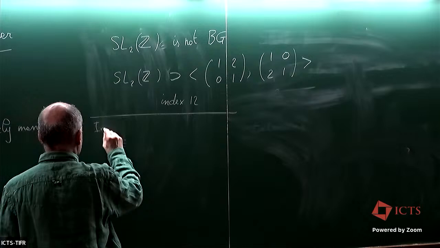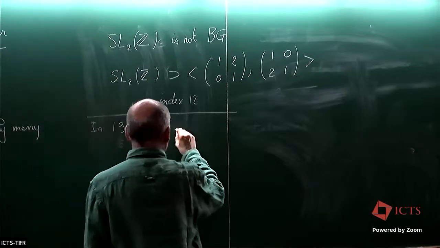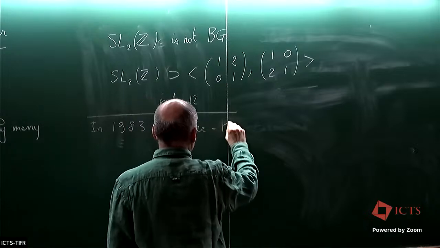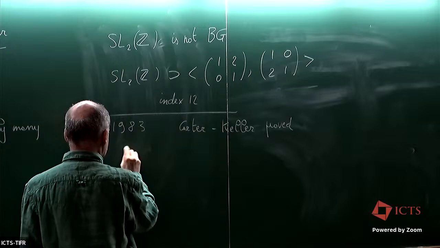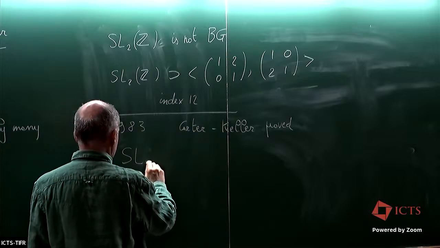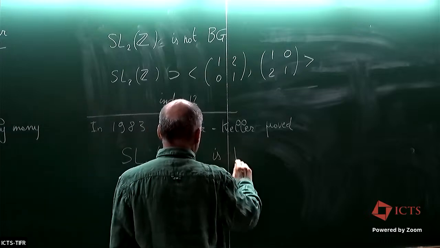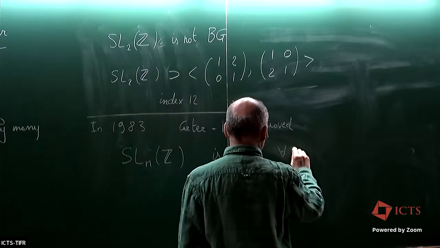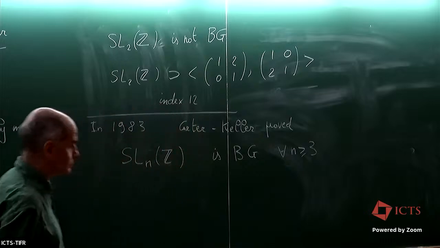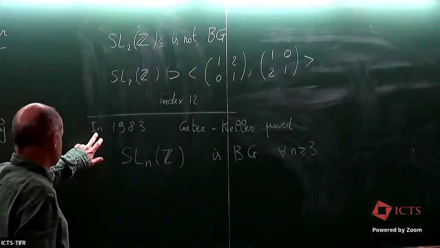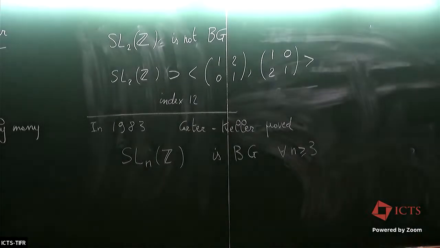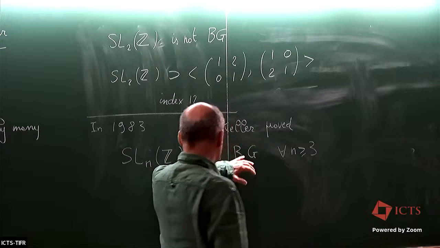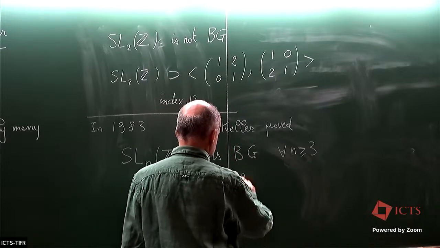In 1983, Carter and Keller proved that SL_n(Z) is boundedly generated for every n at least three. The proof is rather ingenious. It makes use of Dirichlet's theorem on arithmetic progressions, and proves actually that it's boundedly generated by elementary matrices.